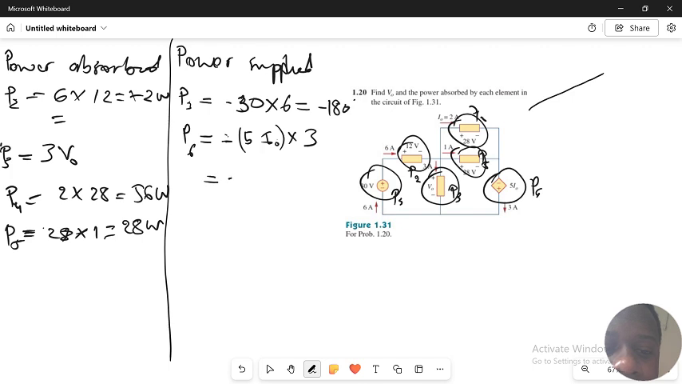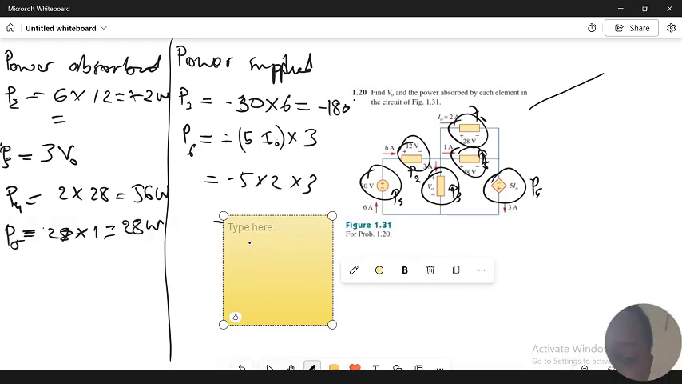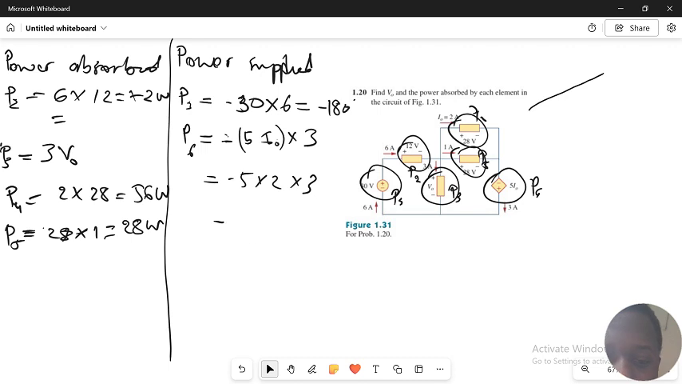I will have minus, what's the value of E0? Since this one is a dependent source, I have to look at the circuit. The value of E0 is here, 2. I will have minus 5 multiplied by 2 multiplied by 3, which is equal to minus 30 watts. Now I have already found the powers. I have to use Tellegen's theorem.